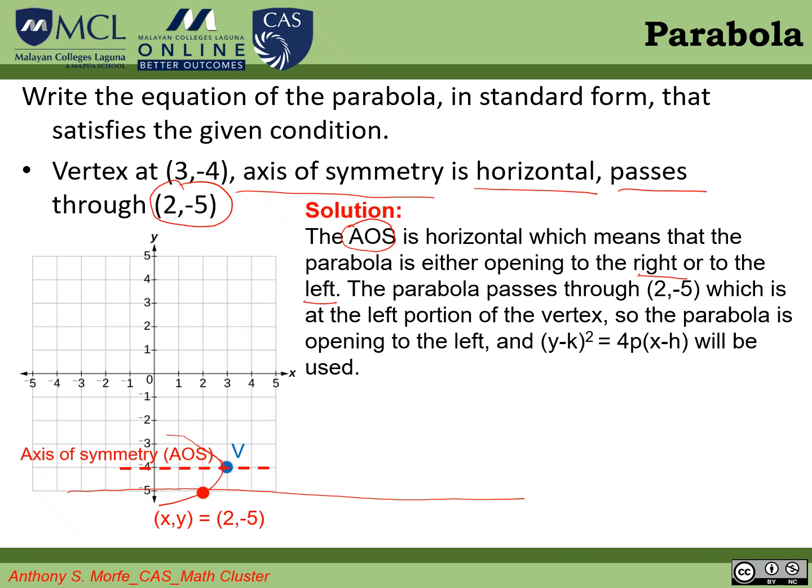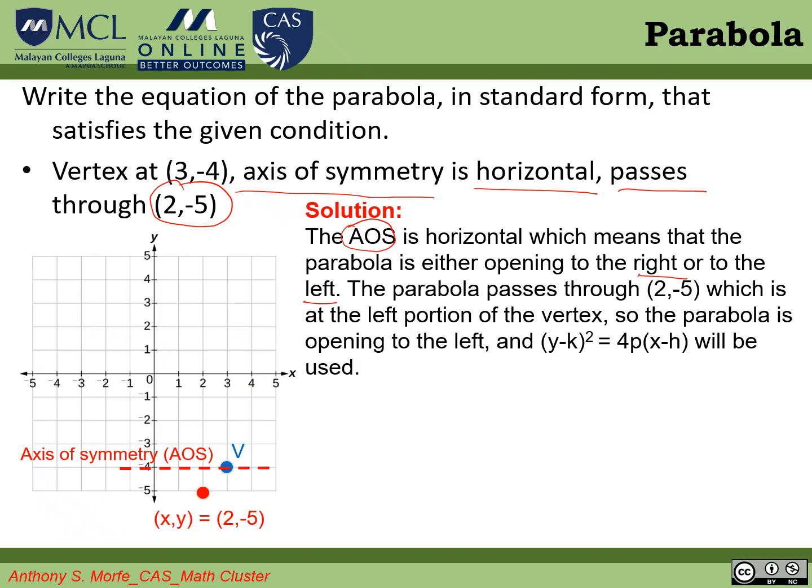Axis of symmetry. So the parabola passes through (2, 5). Okay, so this is the correct position of the axis of symmetry. So the axis of symmetry passes through this.